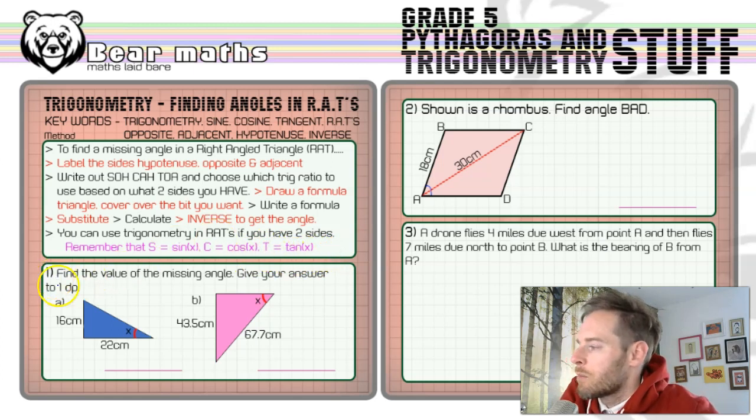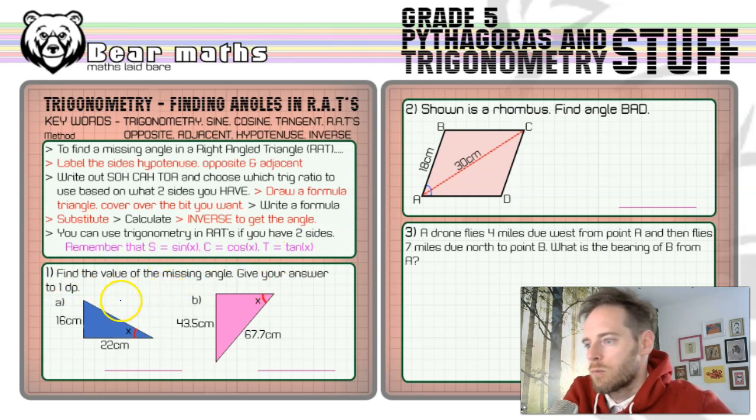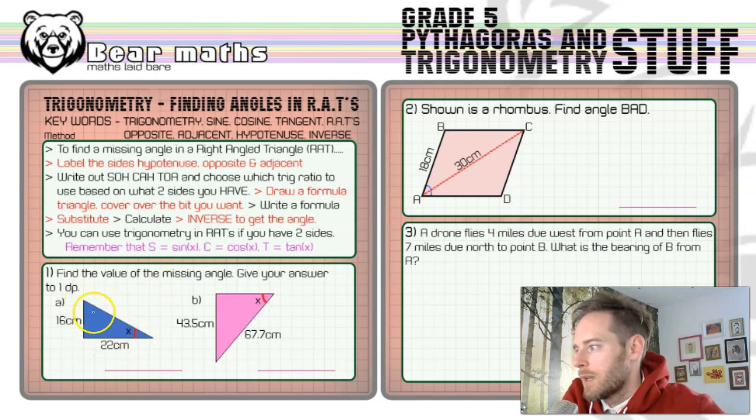So, question number 1. Find the value of the missing angle. Give your answer to one decimal place. Start off by doing the labeling. The labeling is based around the two sides that we've got and where the angle is that we want to find. So this angle we want to find is down here in the bottom corner. There's our right angle, so that's our hypotenuse.